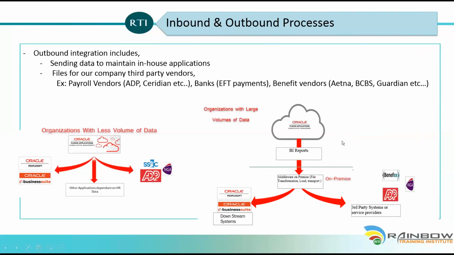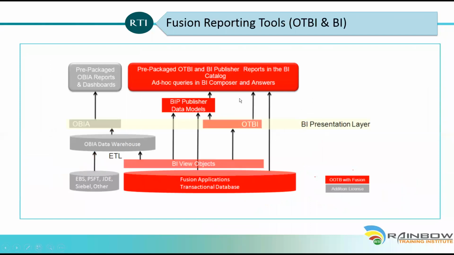Okay, right. So that is how inbound and outbound work. Now the reporting tools we have in Fusion. As I said, the reporting tool is nothing but OBIEE, Oracle Business Intelligence Enterprise Edition. OBIEE has three parts: OBIA, BI Publisher, and OTBI.